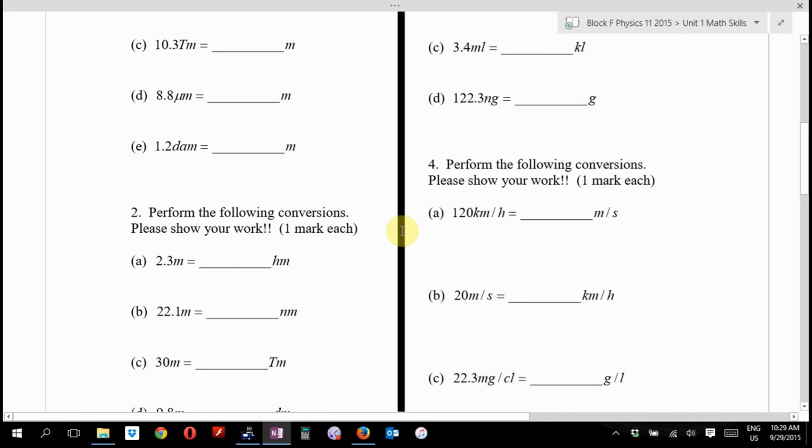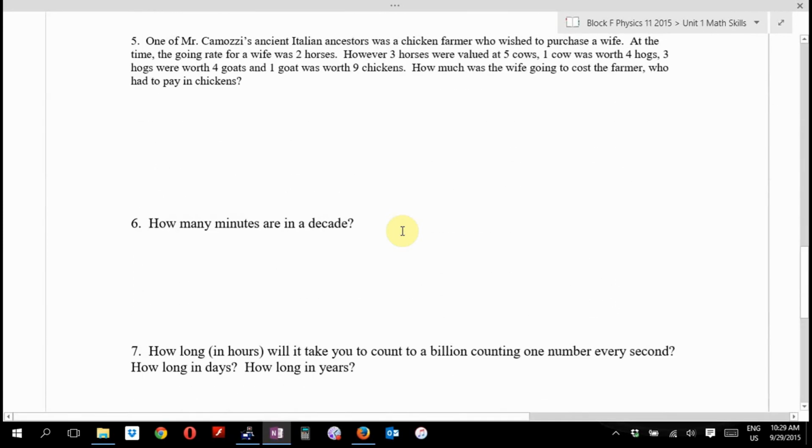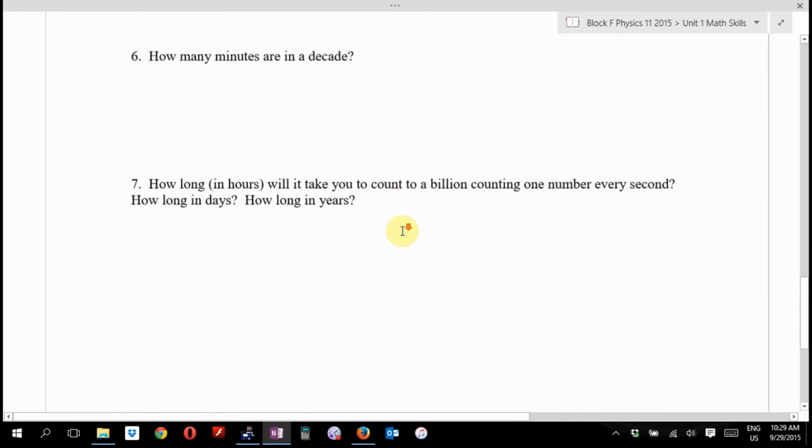I didn't attach an answer key to this one. Usually I do, but this one I did not. So I'll also print up a couple of answer keys and have them floating around. You can see if you're doing it right. I want to see if you can handle these ones in the very, very back. Number 5, number 6, and number 7.